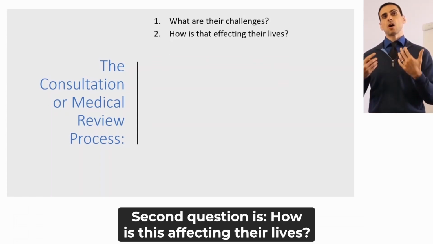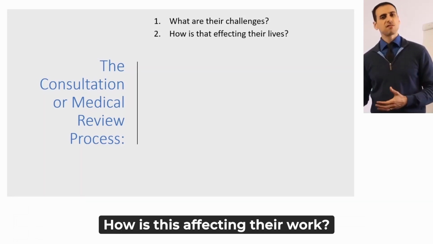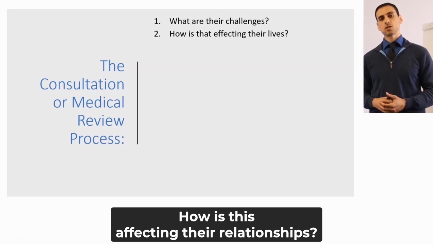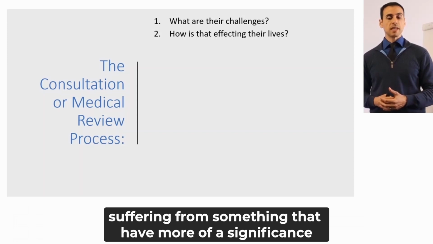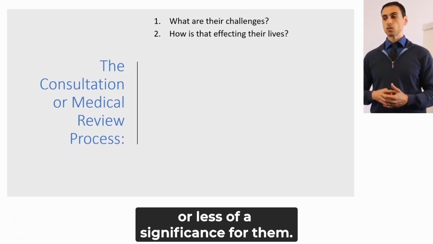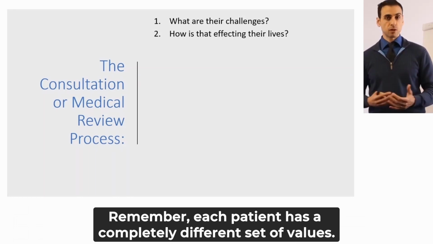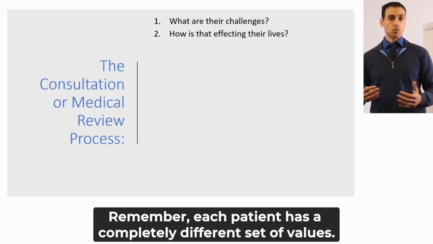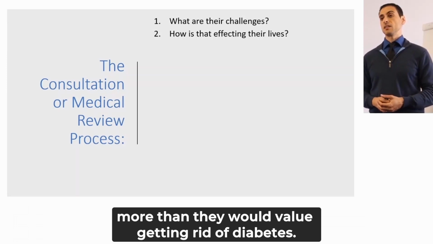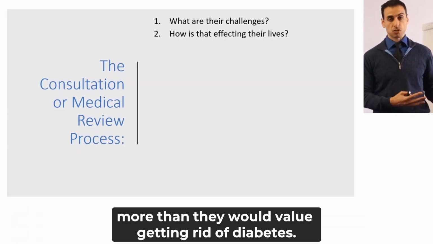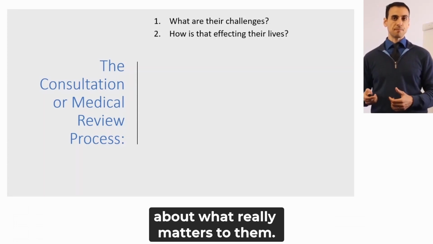The second question is, how is this affecting their lives? You really want to understand how it is affecting their work and their relationships. Those are all important to know, because they might be suffering from something that is more or less significant for them. Remember, each patient has a completely different set of values. Some patients might value going back to playing golf much more than getting rid of diabetes, so make sure you talk to them about what really matters to them.